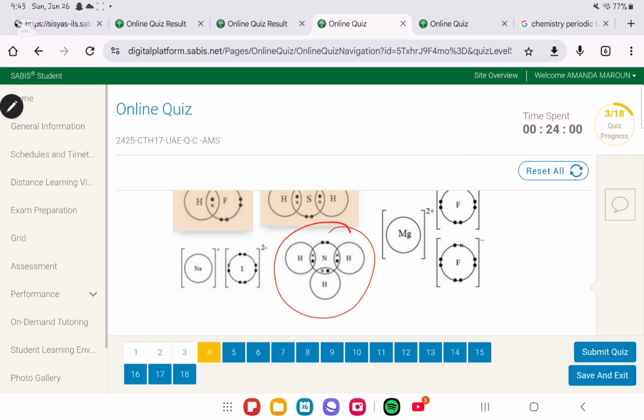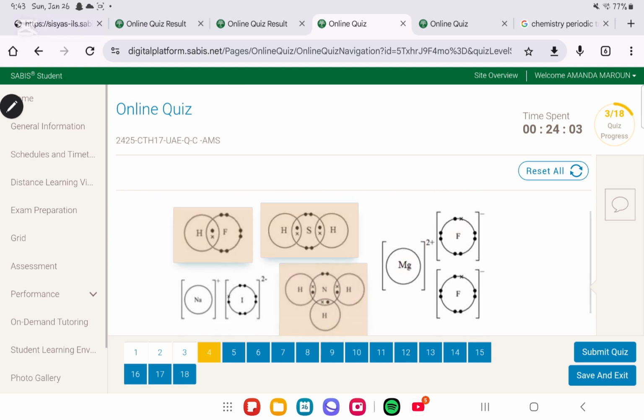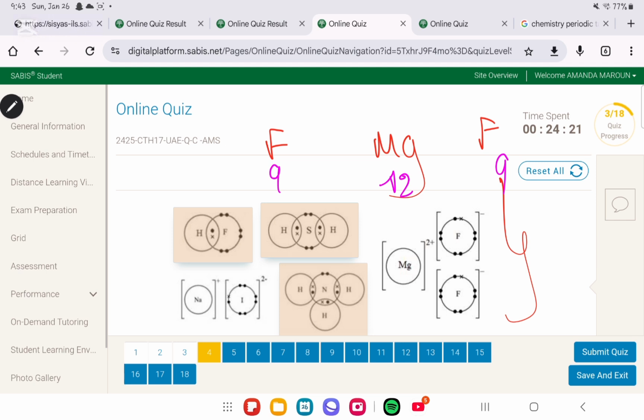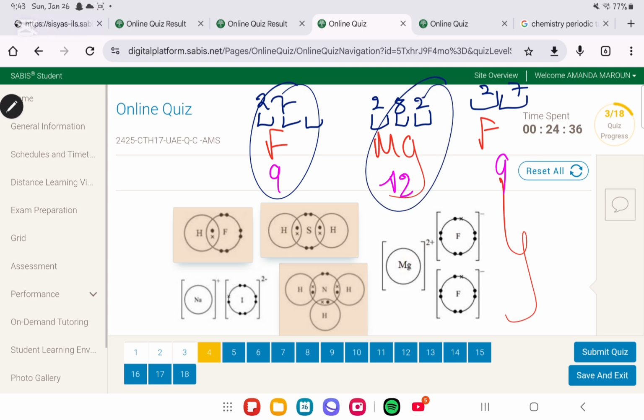This one, I'll let you do by yourself, but I'll tell you it's correct. This one, I will do for you because it's a bit complicated. So we're going to do Mg, F here, and F here. Looking at the periodic table, where is Mg? One second, let me find it. Mg has an atomic number of 12. F has an atomic number of 9 and 9. So if we do the electronic configuration, F is going to be 2, 7. Mg is going to be 2, 8, 2. And this one is also going to be 2, 7. So this has 7 valence electrons, this has 2 valence, and this has 7.